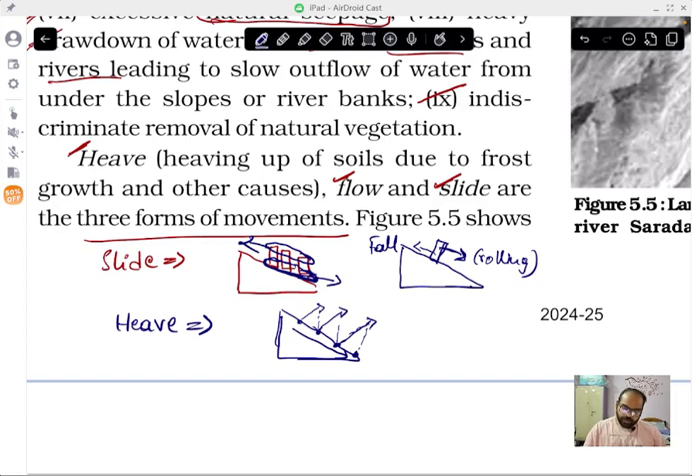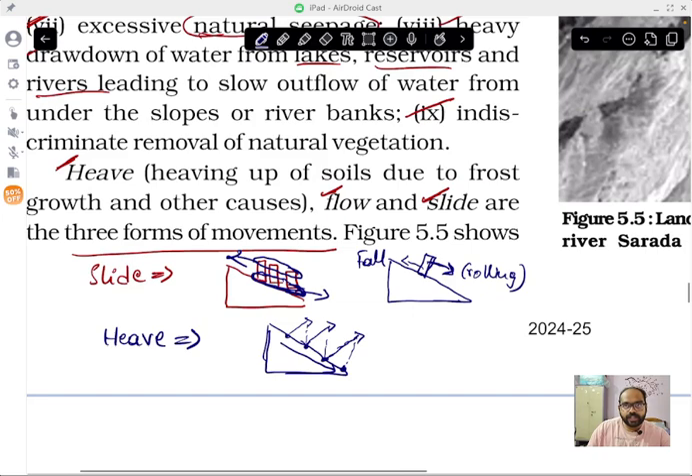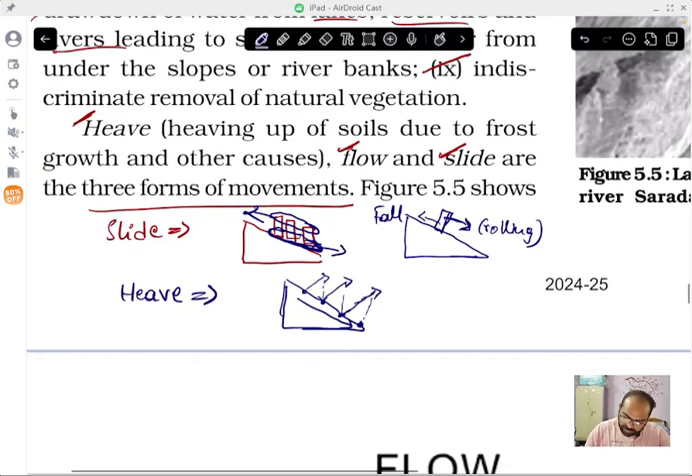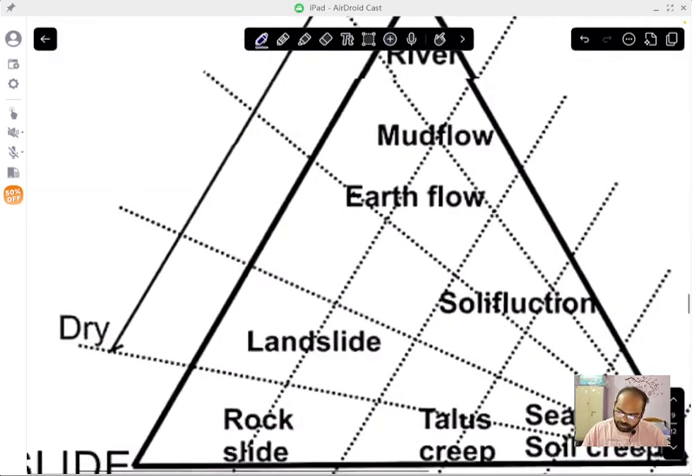There is a figure regarding this heave, slide and fall. It is not given in this PDF. I will show it to you and explain this figure to you. Wait, see.